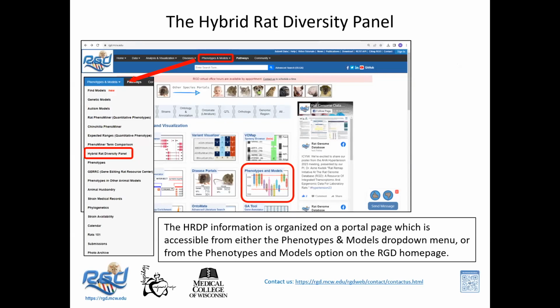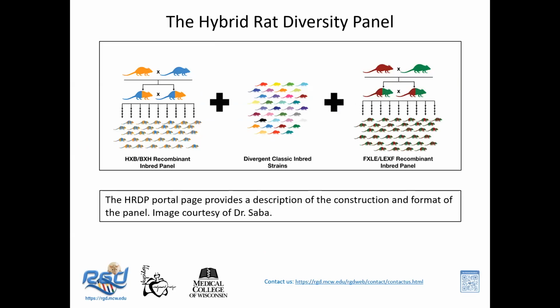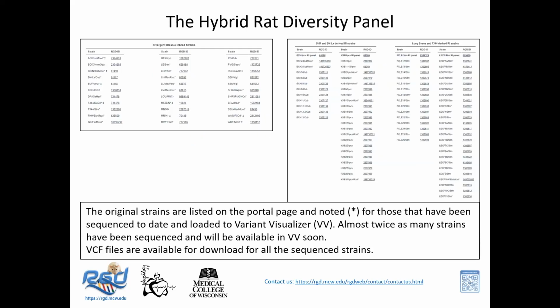The HRDP information is organized on a portal page, which is accessible from the RGD homepage through either the Phenotypes and Models drop-down menu or the box on the front page. The portal page provides a description of the construction and format of the panel, and everybody uses Dr. Saba's beautiful picture. The original strains are listed on the portal page.